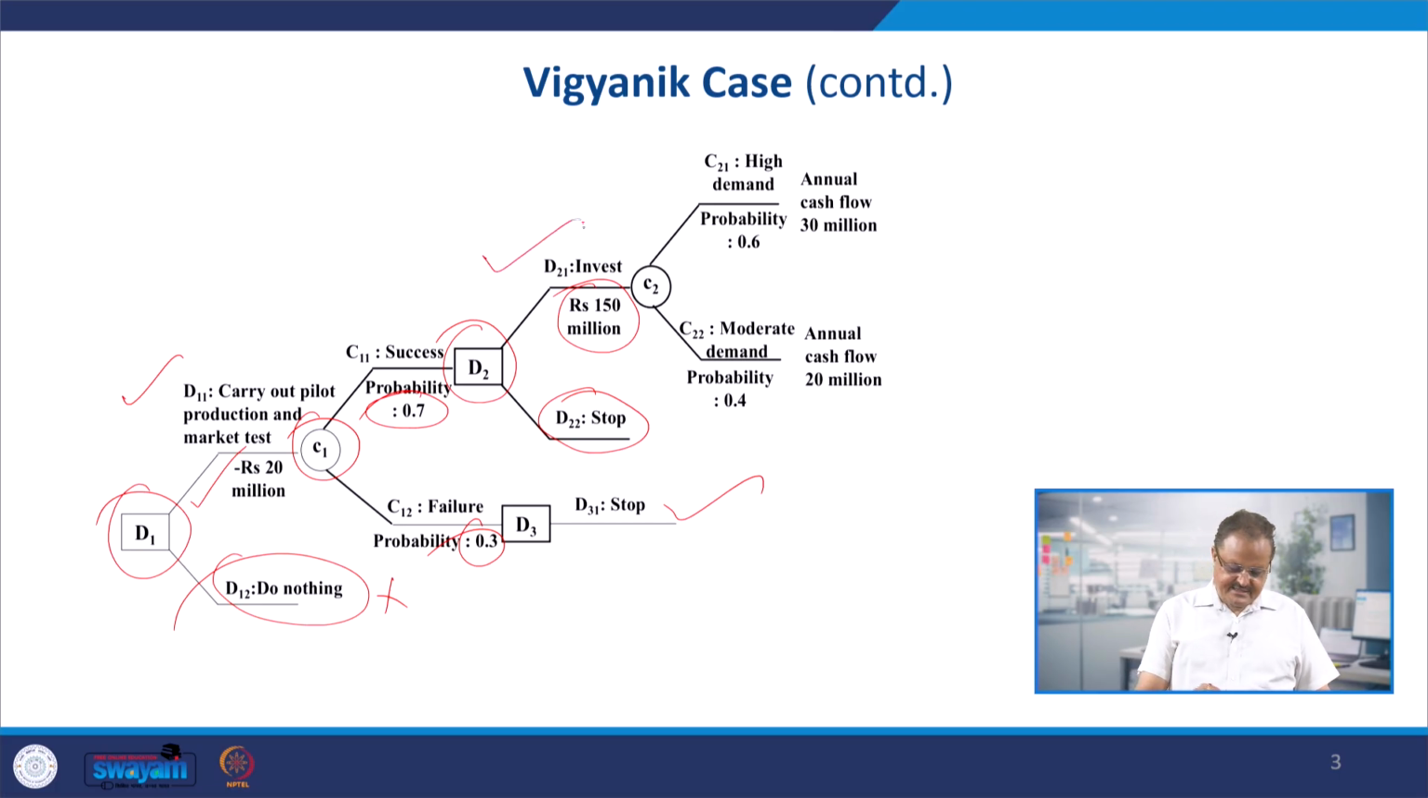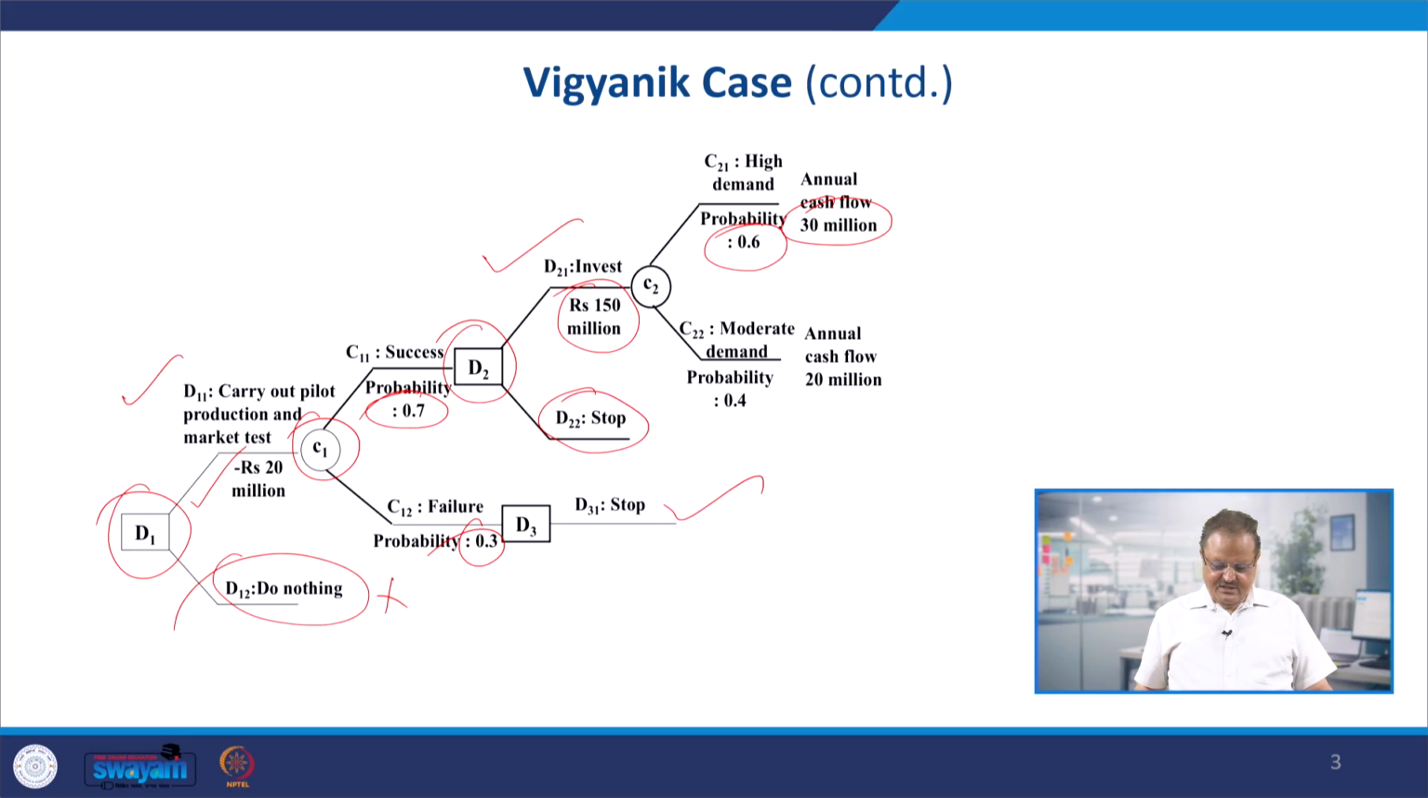If we go with decision D21, and make an investment of 150 million. So what are the chances of demand for the product in the market? There is a probability of 60% that the demand for the product will be high, and if it is high, then the cash flow will be 30 million annually for the next 20 years.